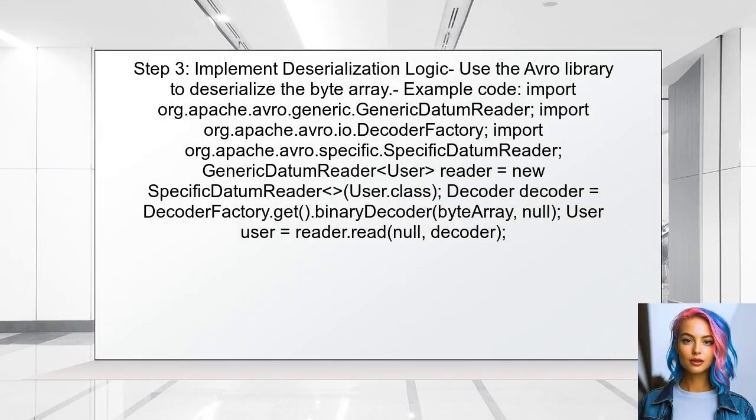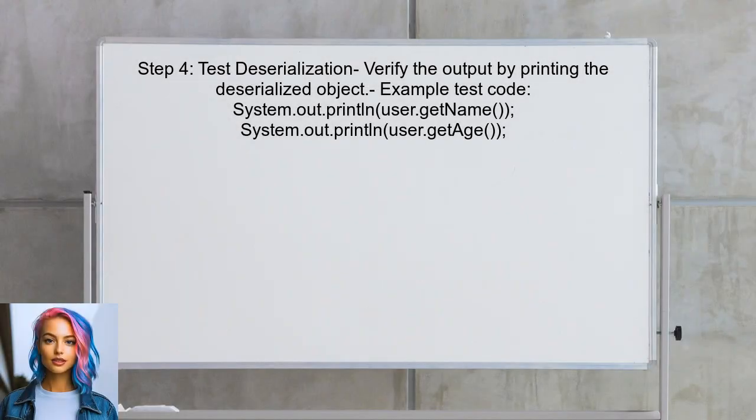After setting up the schema, the user should implement the deserialization logic. This involves using the Avro library to convert the byte array back into the original object format. Finally, the user should test the deserialization process to ensure that the original objects are being reconstructed correctly from the byte array.